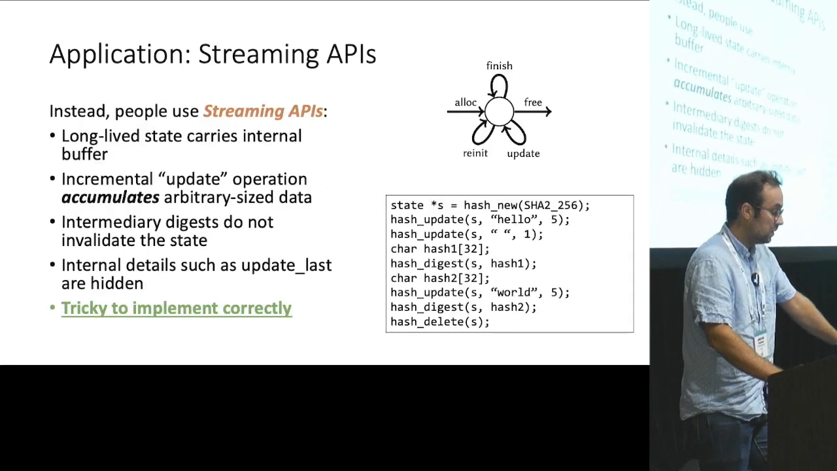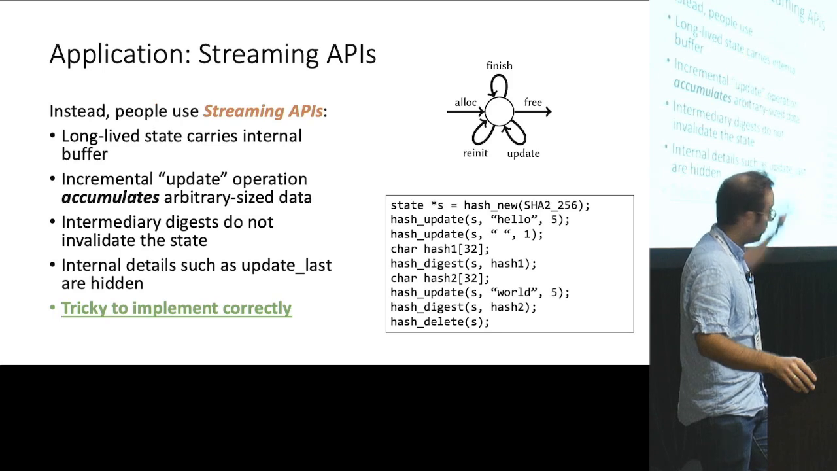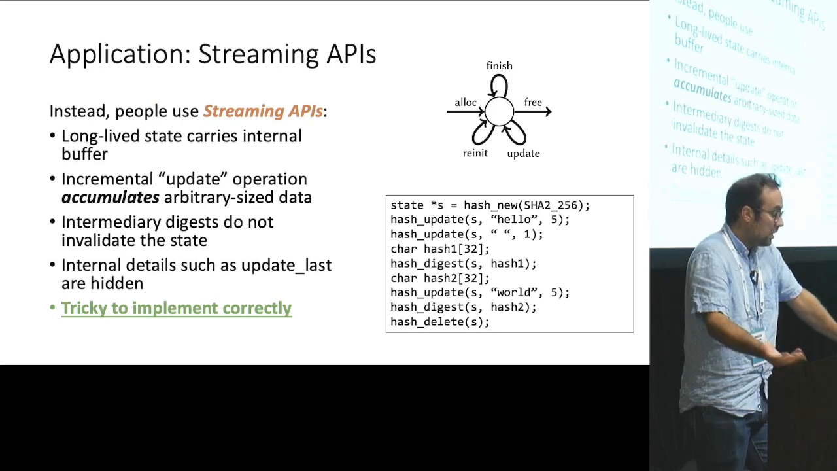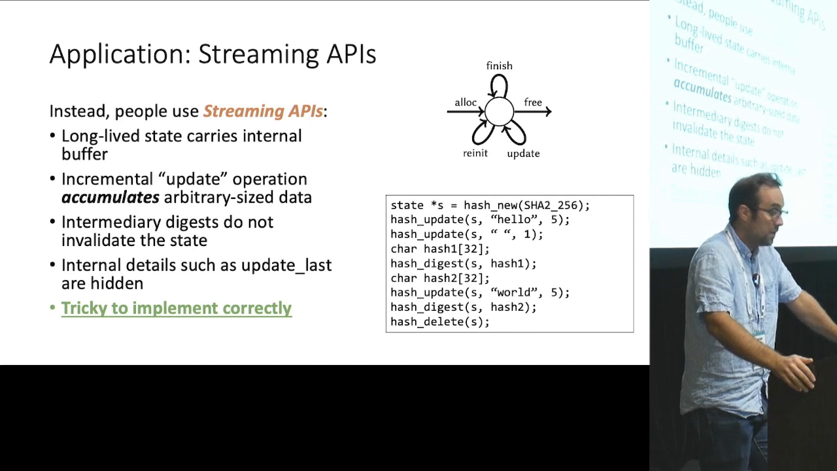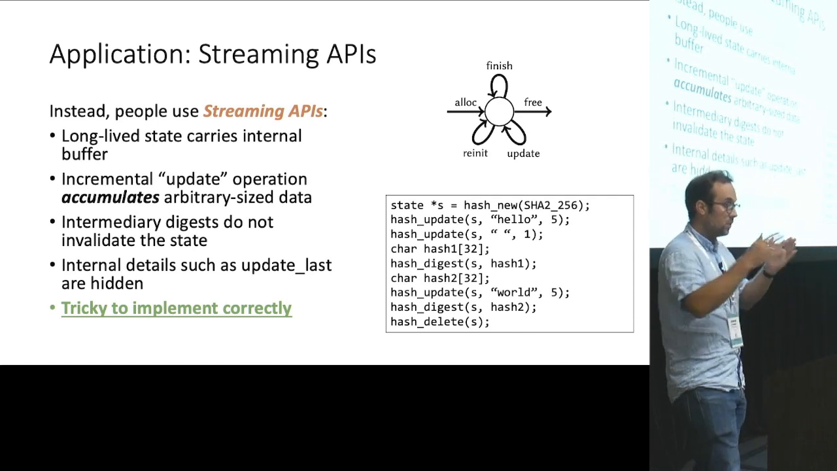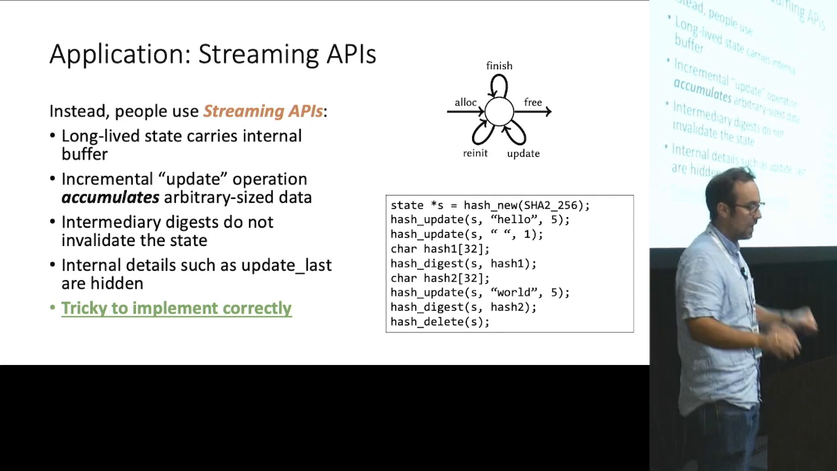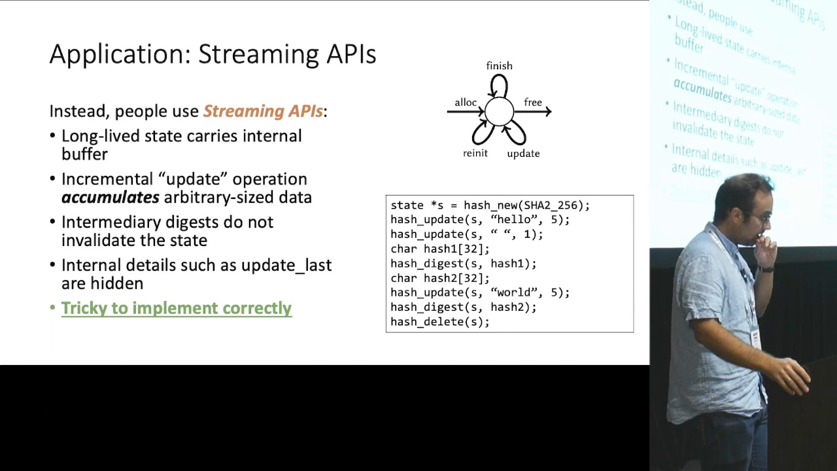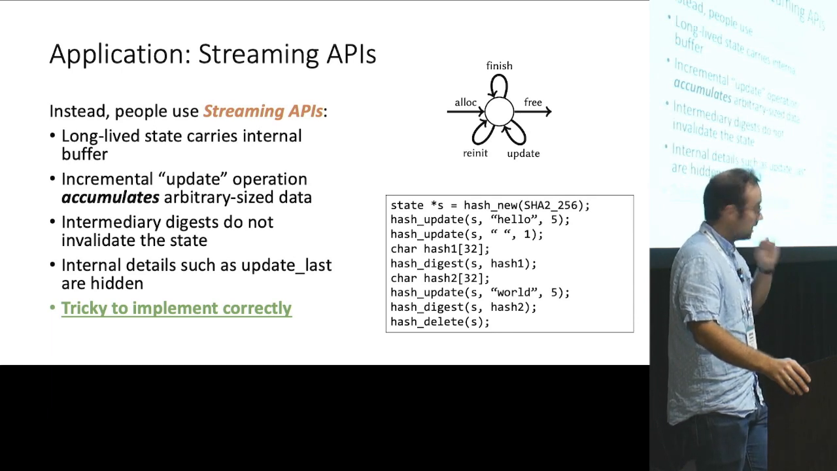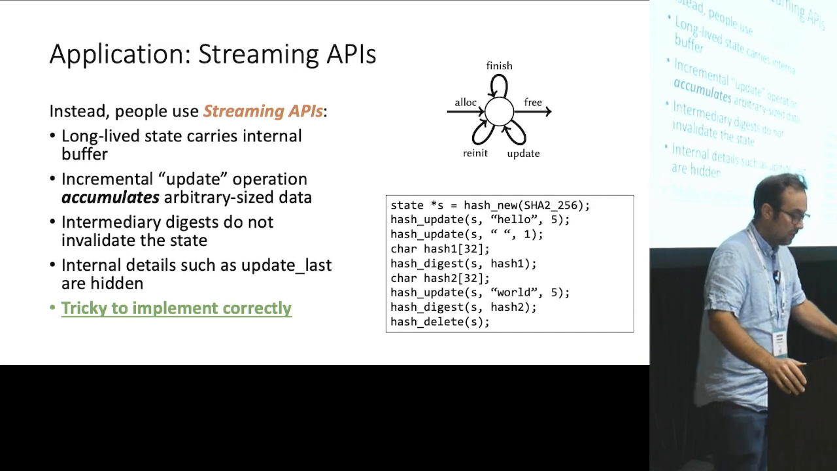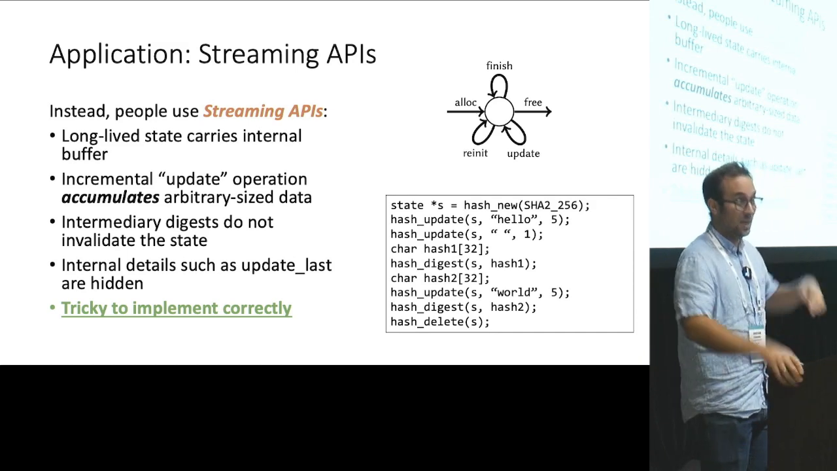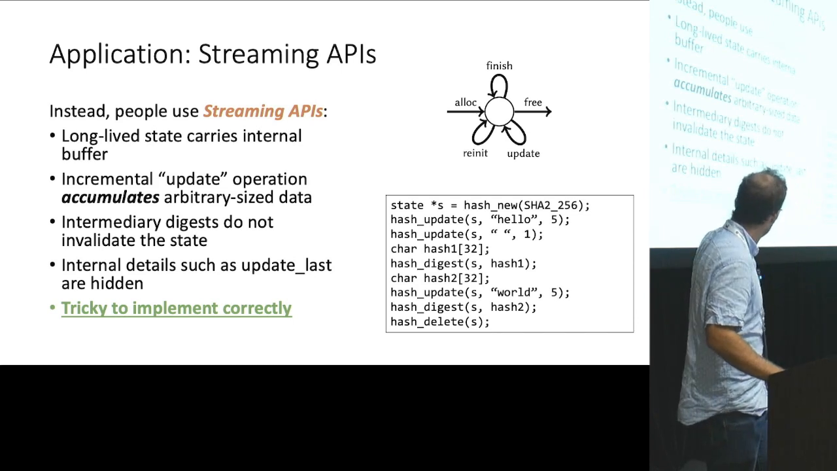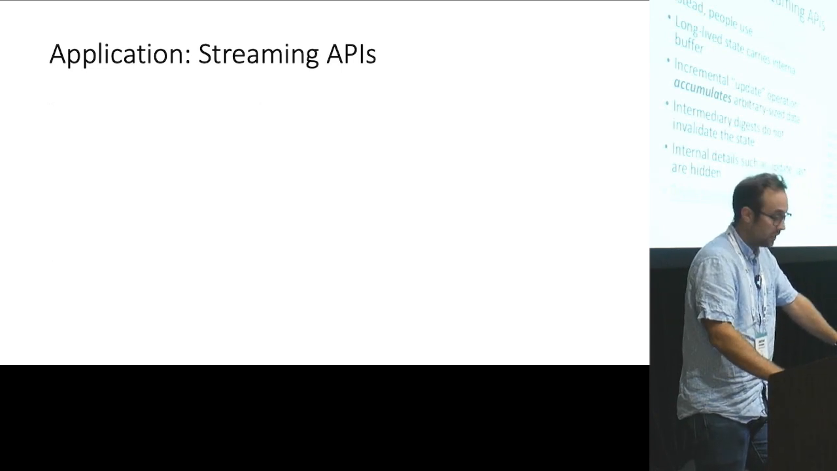What everyone uses is called a streaming API, which has the beautiful state machine up on the top right. The streaming API takes care of the buffering. It maintains a little internal buffer that fills up, and then when it's full, it flushes it into the underlying hash algorithm. And it takes care of all of the internal details. It doesn't invalidate the state when you extract a digest. And so this is what you want to deal with as a client. If you're Python, that's the API that you're actually using. But the reason we're here is that this API is very tricky to implement correctly.